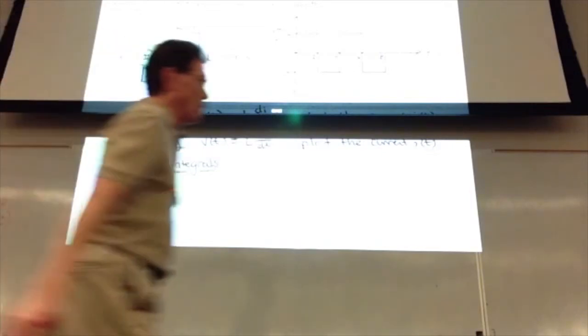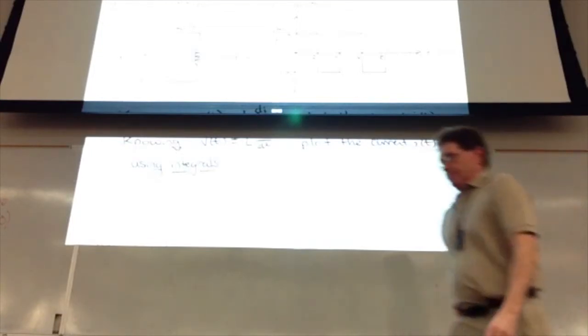And let's look at this before I jump into the mathematics. I'm going to plot the inductor current as a function of time, and I have t equals 2, 4, 6, and 8. Everybody good? Okay.